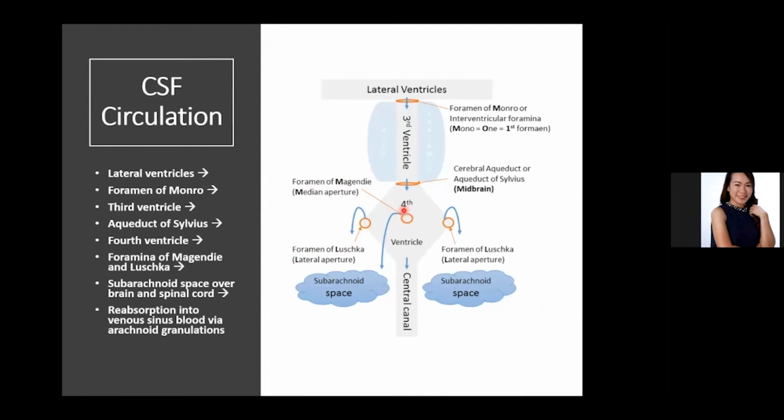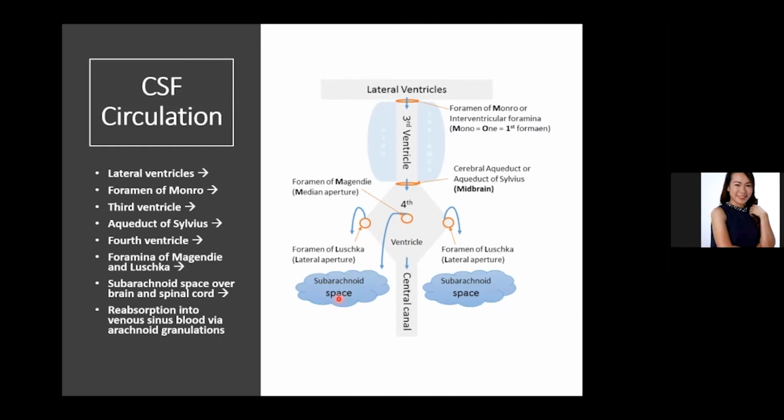From the fourth ventricle, class, it will pass on to the central canal. The central canal is already at the level of our spinal cord. Remember, class, that from this foramen it will also move to the subarachnoid space over the brain and spinal cord, where reabsorption into the venous sinus blood via arachnoid granulation occurs. So it's very easy to remember.